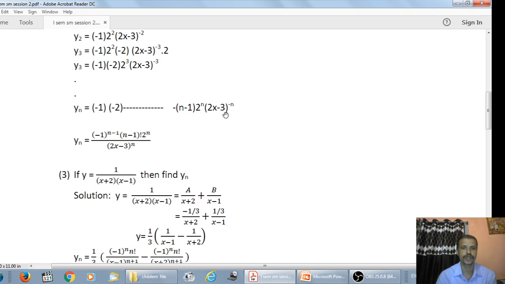Bring this to the denominator. This negative becomes positive. 2x minus 3 to the power of n. This is the nth order derivative.